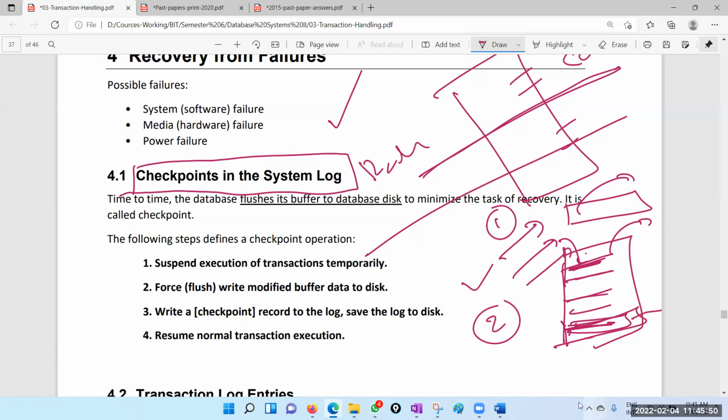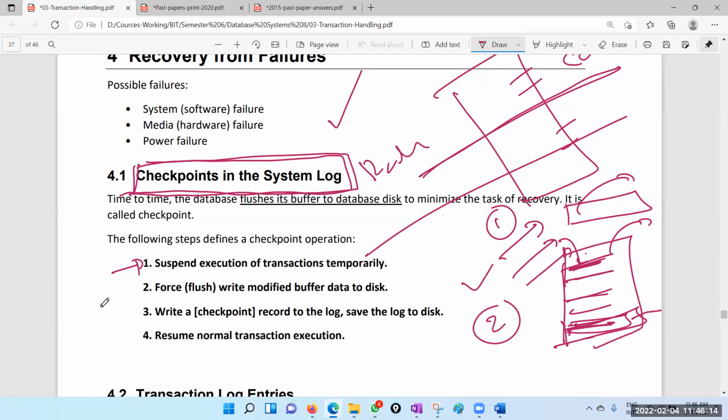So what is happening at a checkpoint? First, it suspends all the transactions temporarily. It halts them, not rolls them back. It halts all the transactions, something like freezing, for a very small moment.